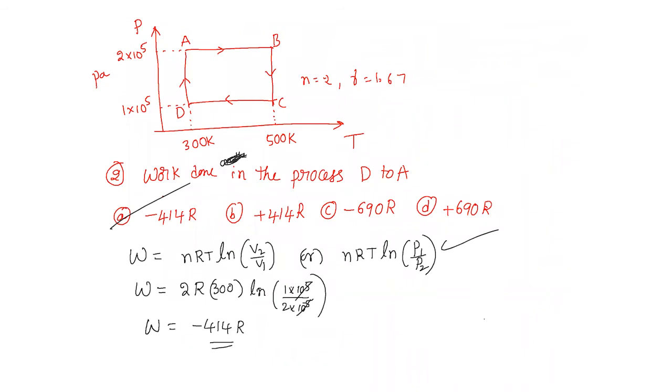What about multiplying by 2.303? No, when you convert that into log base 10, then you have to multiply with 2.303. So this is work done on the gas. The correct answer is minus 414 only. Those who replied minus 414, that's correct.